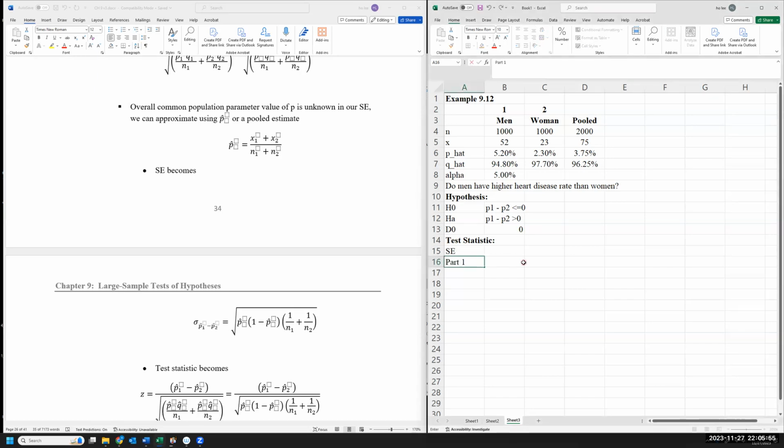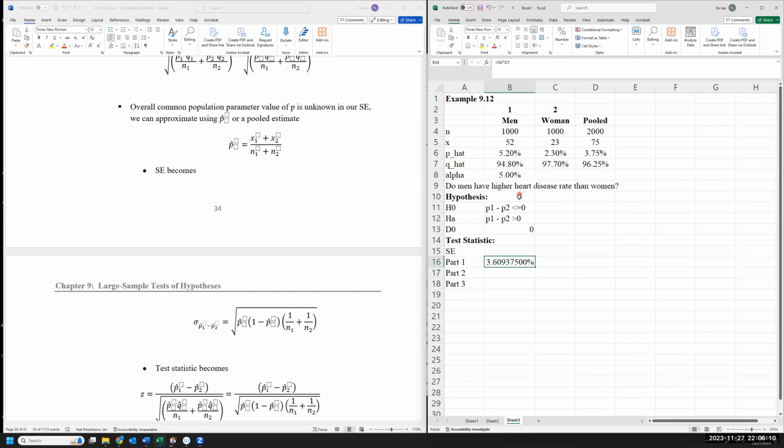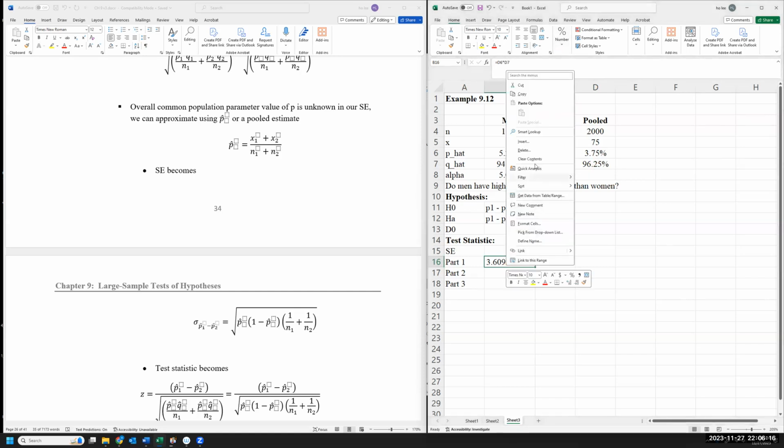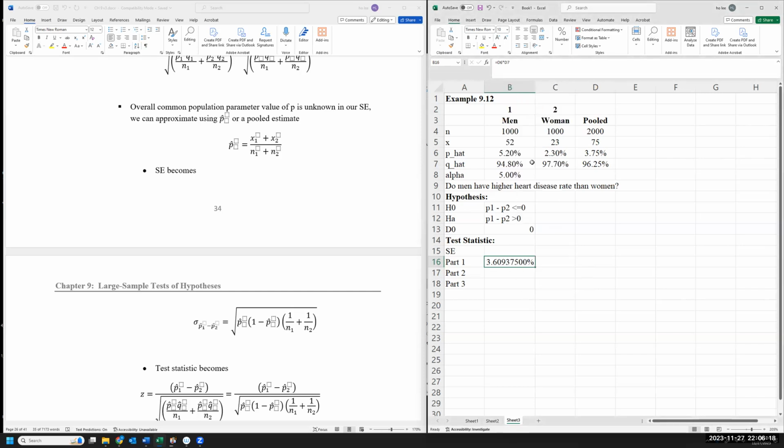So part 1, part 2, and part 3. I think I said part 1, I'm going to do p hat times 1 minus p hat, or q hat. Okay, cool. I don't want to just look at it as well. We'll use percentages for now. Okay.